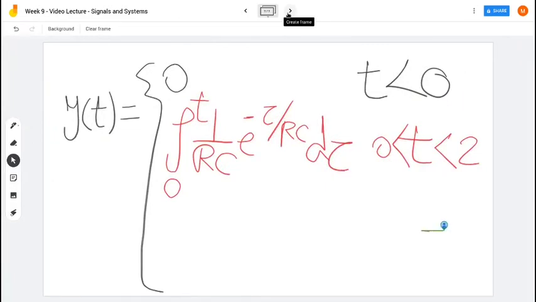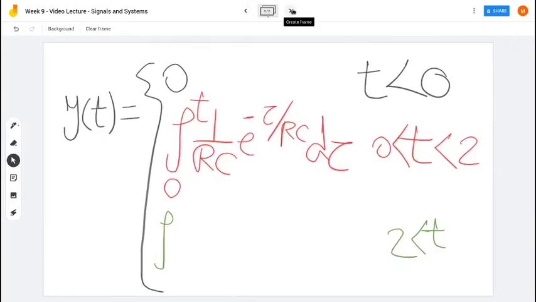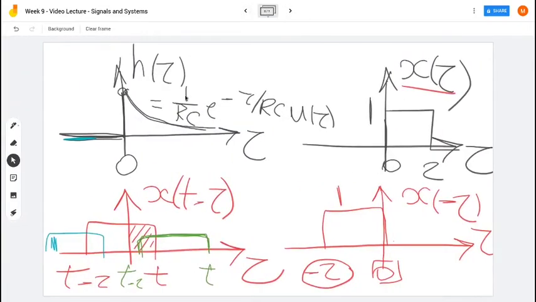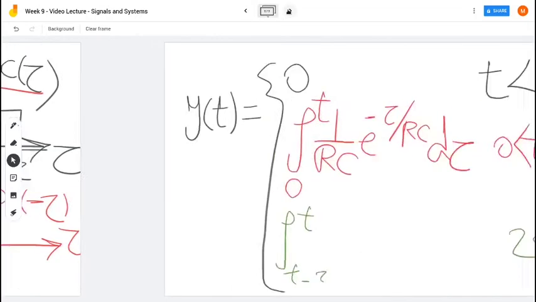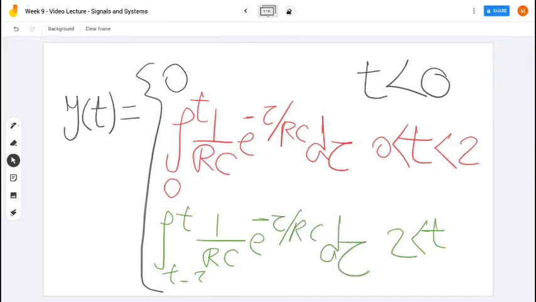If t is larger than 2, the integration would go from t minus 2 up to t. And again, we are integrating h of tau, which is 1 over RC e to the negative tau over RC, times 1. So we'll be integrating 1 over RC e to the negative tau over RC d tau. Next, we need to evaluate the integrations.